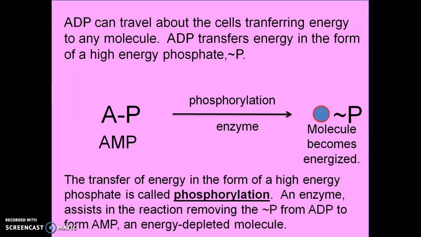So just recapping this slide, it says the transfer of energy in the form of a high energy phosphate, once again, is called phosphorylation. An enzyme assists in the reaction, removing the high energy phosphate from ADP to form AMP, which is an energy depleted molecule, meaning it has no energy.